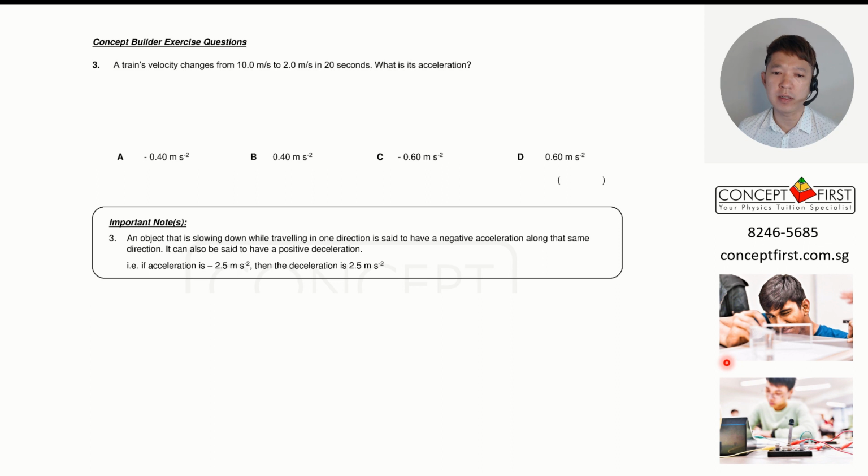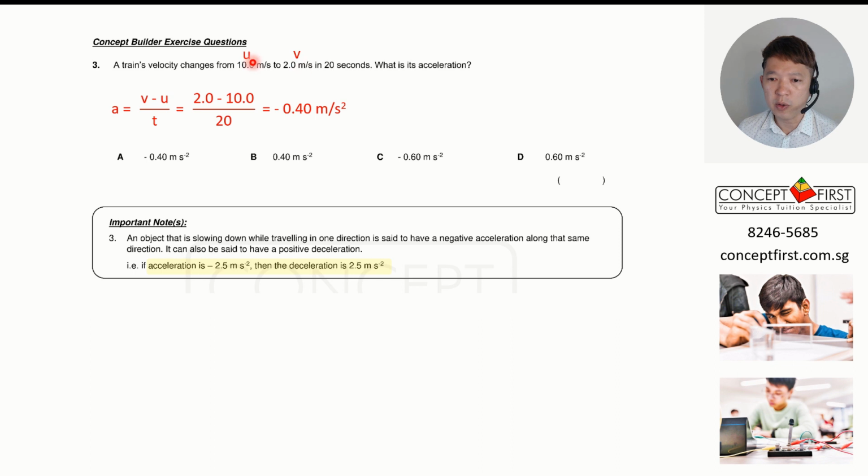Okay, so now it's your turn to try a question. Let's try question 3. Now here the initial velocity is 10 and the final is 2. So obviously there's a decrease in velocity, so the object is slowing down. Now put the values into the equation confidently.